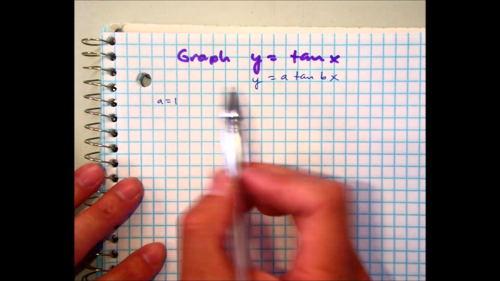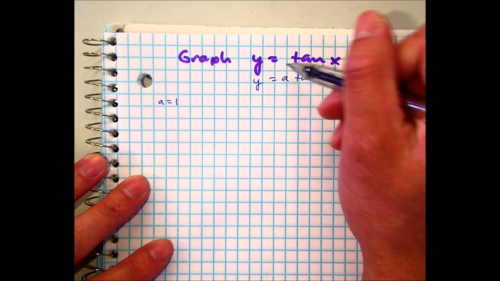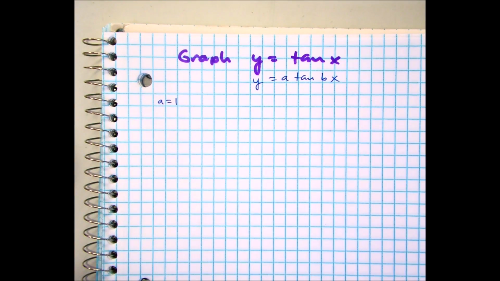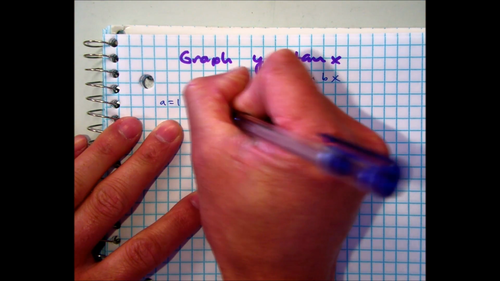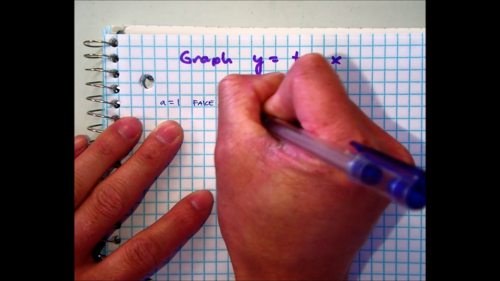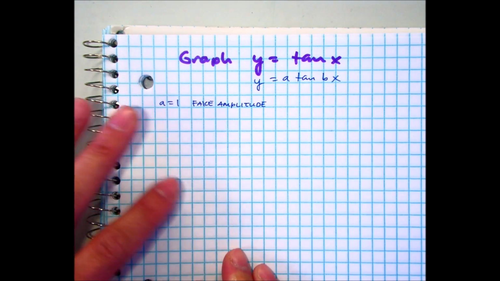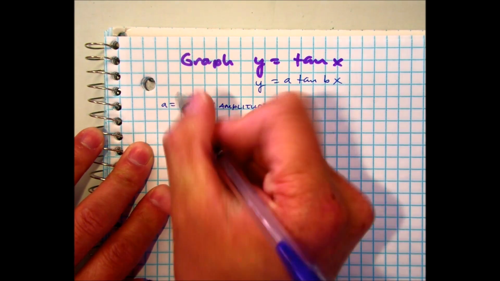Alright, so when I'm graphing tangent of x, I'm still going to write the letters above it or below it so I can identify them. A equals 1. Class, what does the A stand for? Alright, so as one teacher would say, this is called a fake amplitude. It's not really going to help us for tangent, but I still want you to go through the motions of finding the letters. Class, what is our B value?